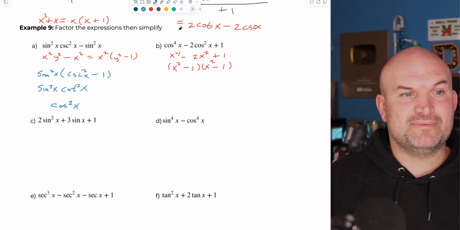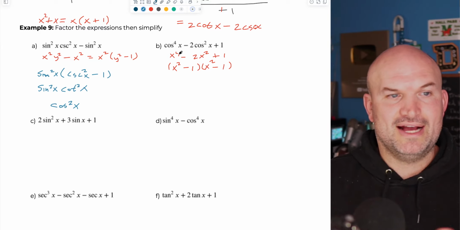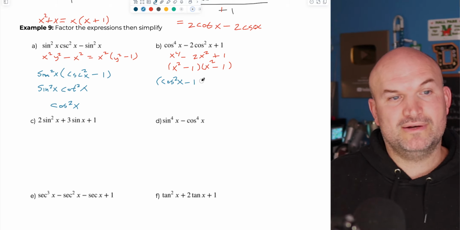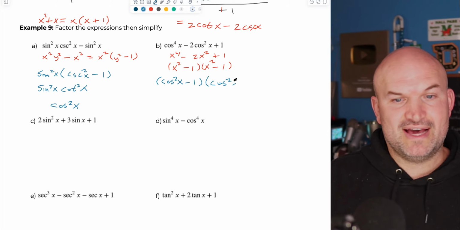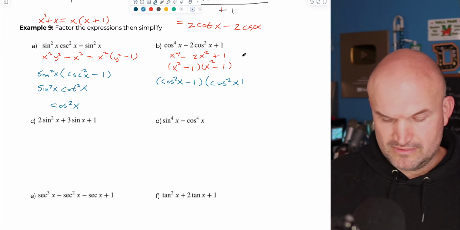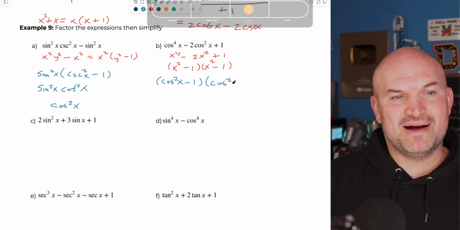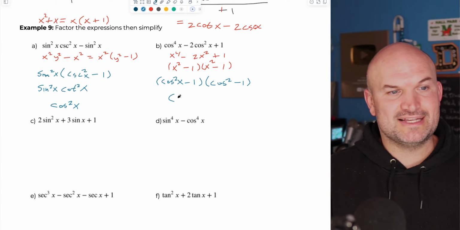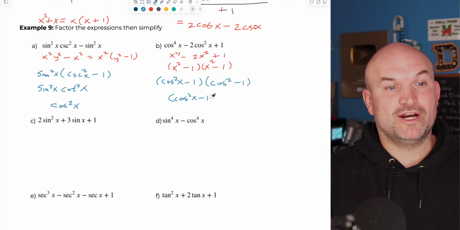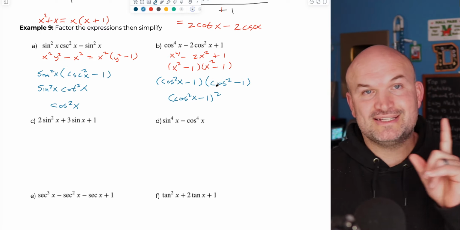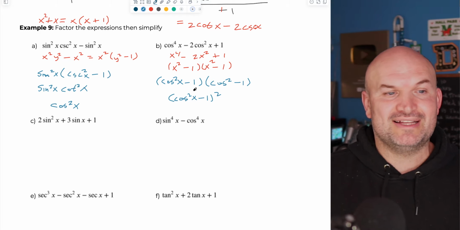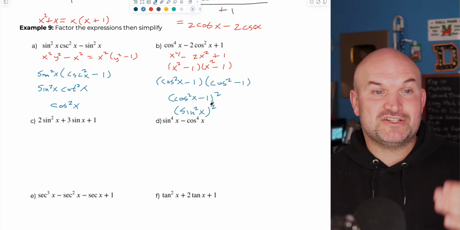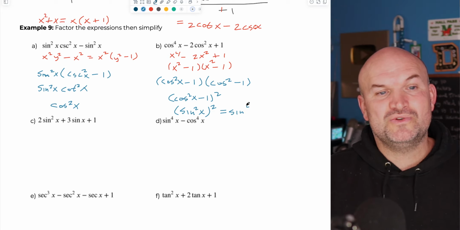I'm going to use that exact same thinking and replace our x with a cosine of x. So this would be cosine squared of x minus 1 times cosine squared of x minus 1, which is the same thing as cosine squared of x minus 1, quantity squared. But remember, what is cosine squared of x minus 1? From your Pythagorean identities, that is a sine squared of x. So we have sine squared of x, squared, which is sine to the fourth power of x.